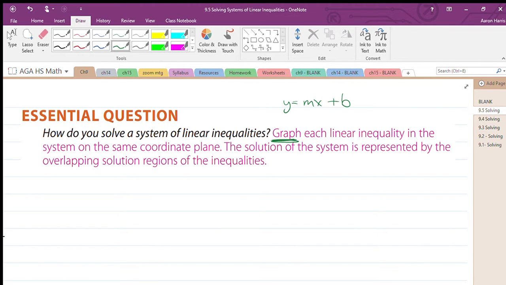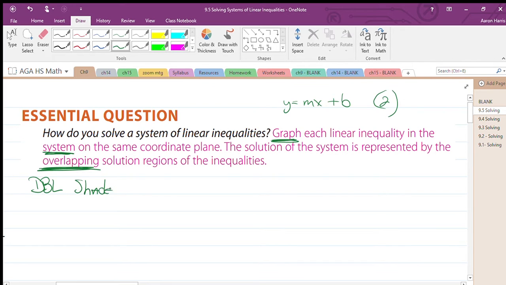So I'm going to have how many of these? At least two, because I'm dealing with a system. On the same coordinate plane, the solution of the system is represented by what? Overlapping, or what we'll call double shaded areas.